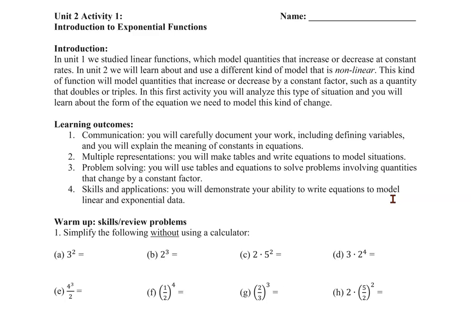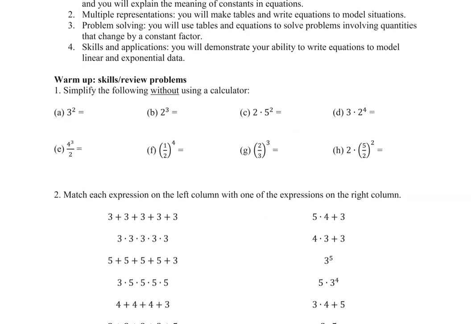In learning outcomes, you will carefully document your work, including defining variables, and you will explain the meaning of constants in equations. You will also make tables and write equations to model situations. You will also use tables and equations to solve problems involving quantities that change by a constant factor, and you will demonstrate your ability to write equations to model linear and exponential data.